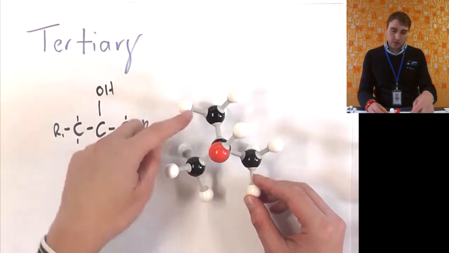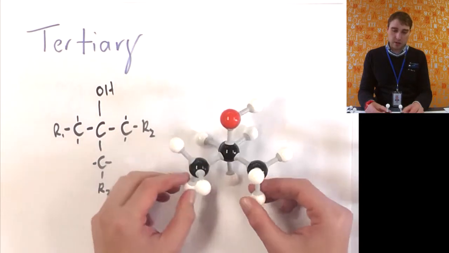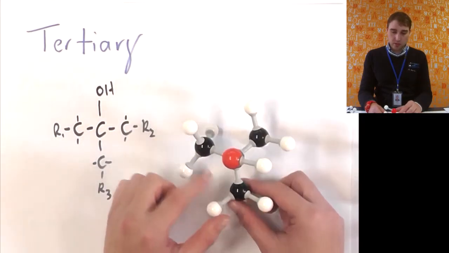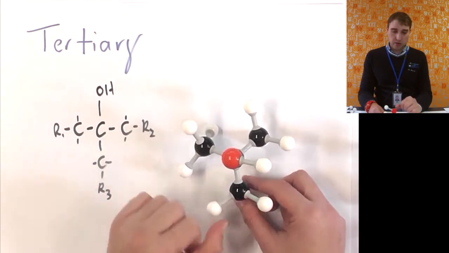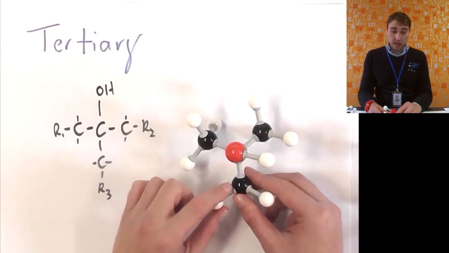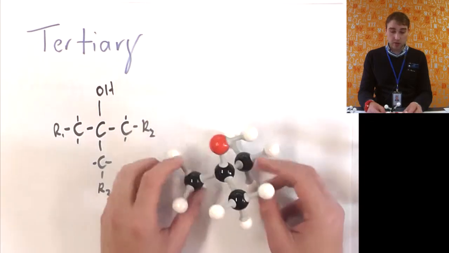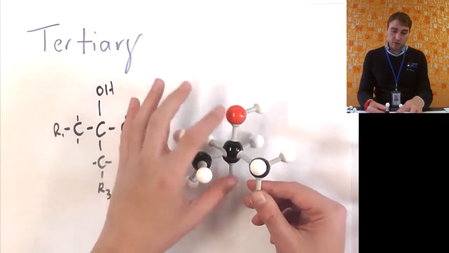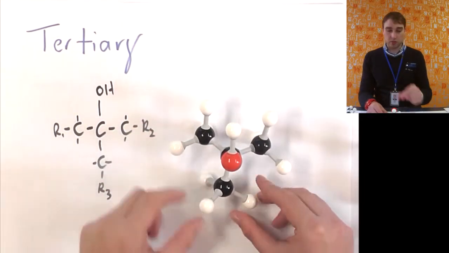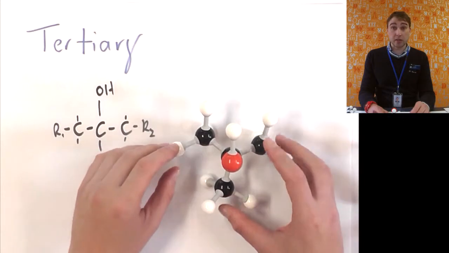So 1, 2, 3, 4. The longest chain though is a 3. So this is 2-methylpropan-2-ol, or methylpropan-2-ol. There's only one place that can go. So 2-methylpropan-2-ol. If we look at the hydroxyl group, it's attached to a carbon that is attached to 3 carbons. 1, 2, 3. So that's a tertiary alcohol.